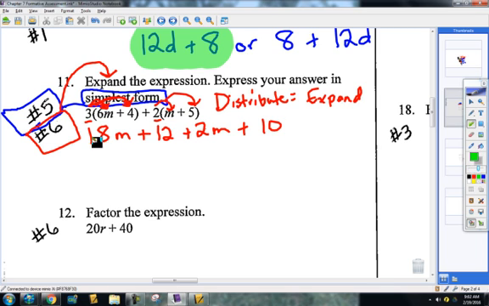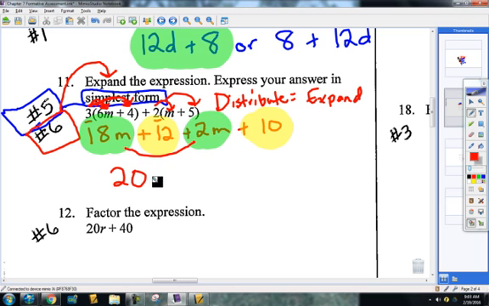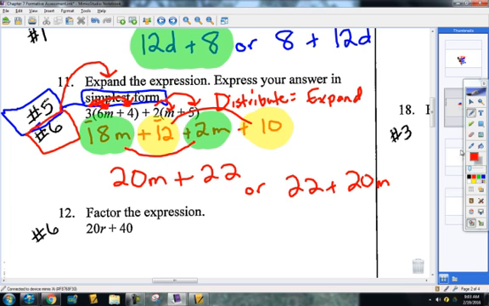Now we're just combining like terms. So I have 18 monkeys. I have 2 monkeys. Are those like terms, guys? I have the constant 12 and the constant 10. Are those like terms? Okay. So if I combine my monkeys, how many do I have? I have 20 monkeys. And then if I combine my constants, what do I have? 22. There we go. Would I also accept 22 plus 20m? Yes. Sure. Absolutely I would.